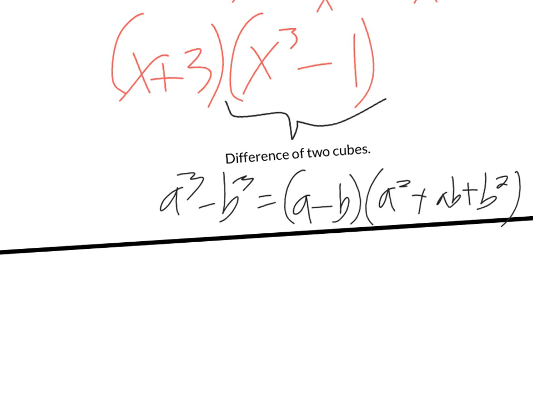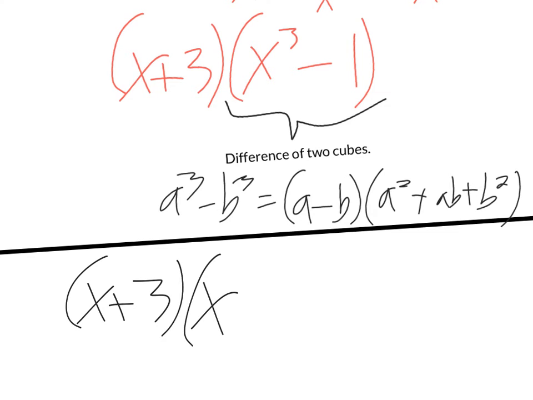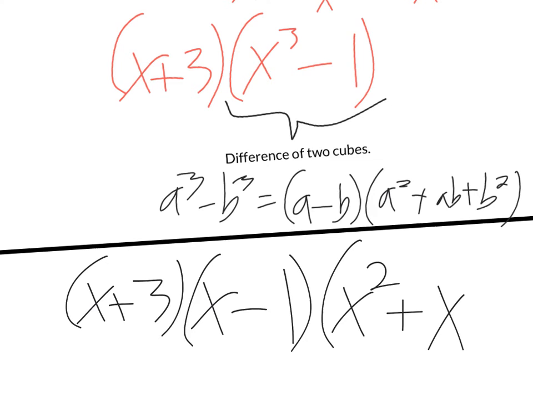So I have x plus 3, that will remain unchanged. And then I have a minus b. So the cube root of x to the third is just x. The cube root of 1 is just 1. So I have x minus 1. Then it says a squared, so that'll be x squared, plus ab. What's 1 times x? x. What's b squared? b squared will be 1 squared. What's 1 times 1? 1.